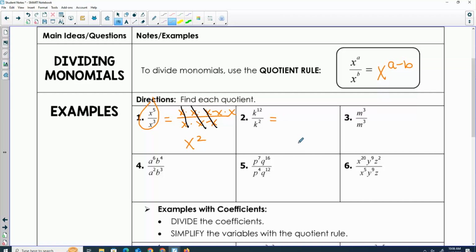So number 2. If I say k to the 12th over k squared, you could write it out, 12 k's on top, 2 on the bottom, and cancel. Or we could just do the subtraction. 12 minus 2 is 10. So we have k to the 10 left.